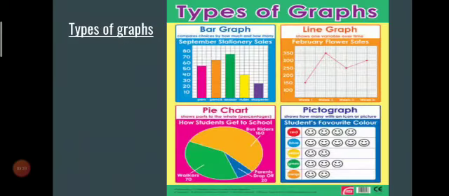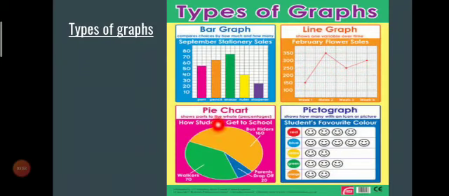Here I'm going to tell you some types of graph. This is the picture of types of graph: bar graph, line graph, pie chart, pictograph. This is the identification of a bar graph. This is a bar. These are bars. In the line graph, there are some dots plotted on the grid, and when you join them, they make a line. That's why it's called a line graph.